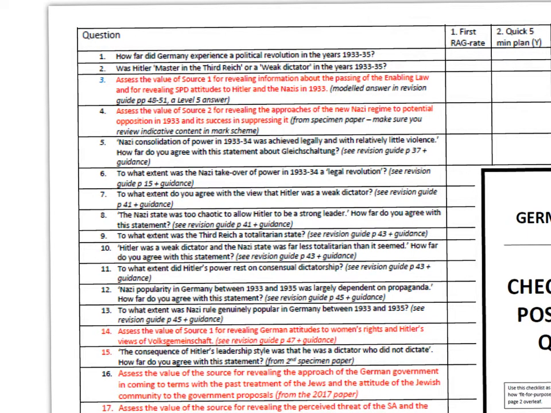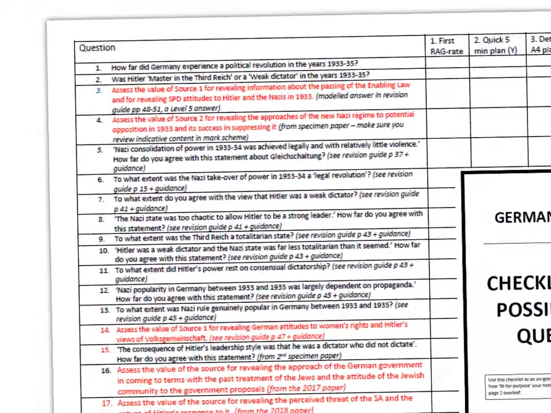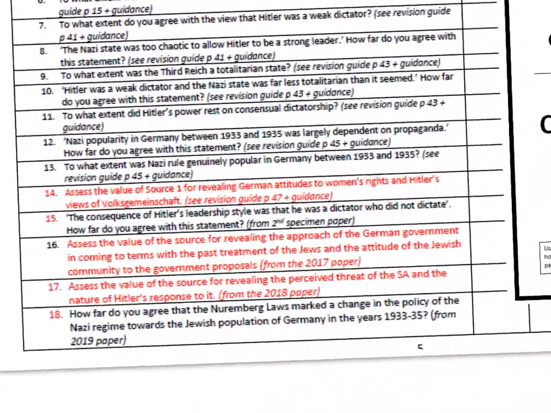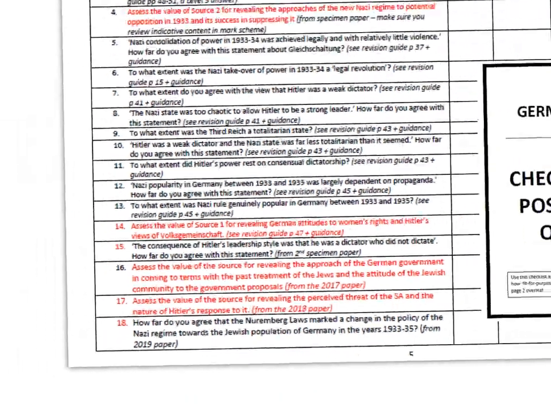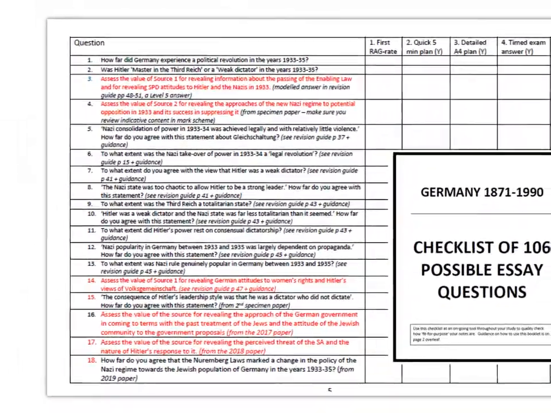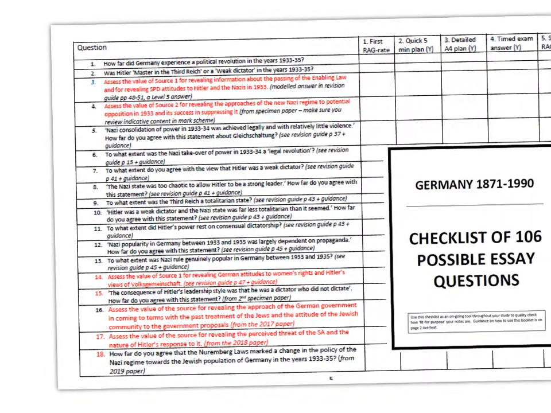I've already spoken at length about indicative content and chief examiner's reports, and obviously you can do that for the 2017, 2018 and 2019 papers. Chief examiner's reports, remember, have got scanned answers for you to look at.